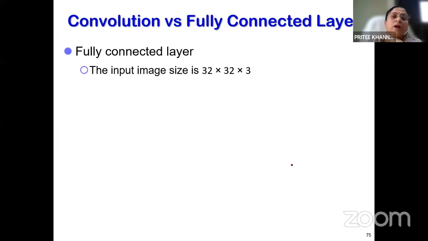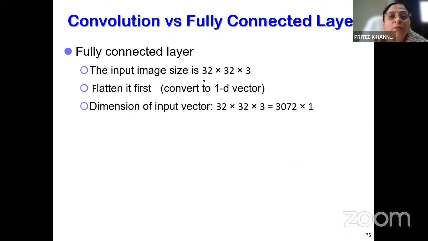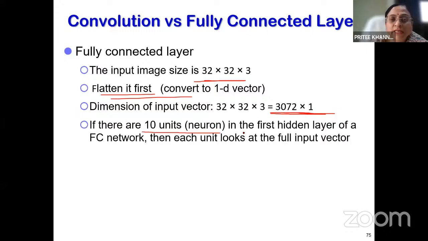So now after convolution, let us see what difference it makes, convolution versus fully connected layer. For the fully connected layer, let us consider our input image of size 32 cross 32, and we need to flatten it first, as I showed you, and convert it to a 1D vector. When you convert it to a 1D vector, this will be your size. And now let us say there are 10 neurons in the first hidden layer of your fully connected network. Then we know that each unit will look at the full input vector.